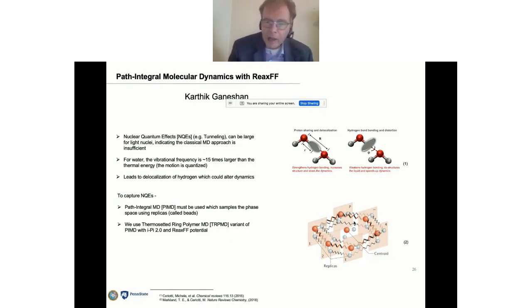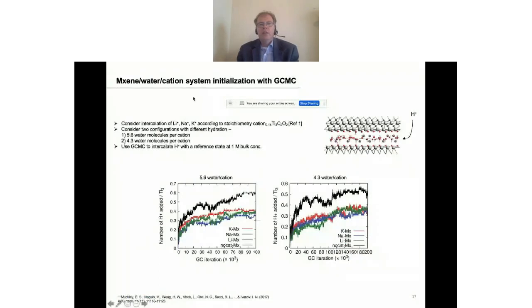So that means that our time goes up by a factor 10, but you still can do reasonably long range dynamics with that. So we use that for MXene systems. MXenes are two-dimensional metal carbides with typically an oxygen cover. So this is the titanium carbide version of the MXene.